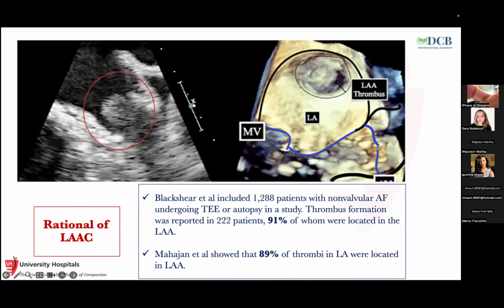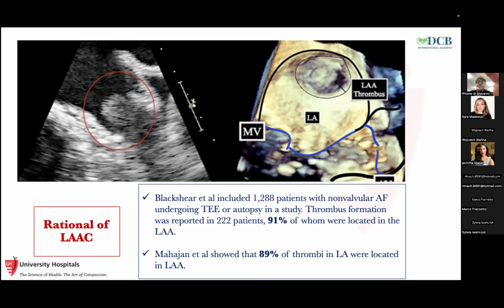And after that, we can understand why. What is the rationale for left atrial appendage occlusion? The rationale comes from 2 studies, one from Blackshear and another from Hagen, that found, studying from autopsy or transesophageal echocardiography, that in patients with atrial fibrillation, more than 90% of the thrombi were located in the left atrial appendage.